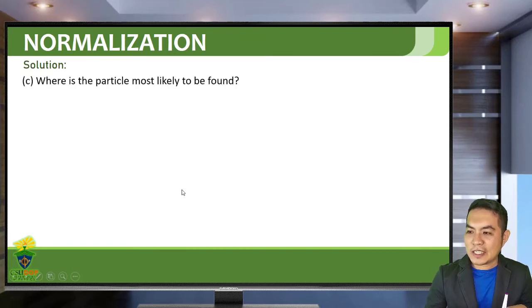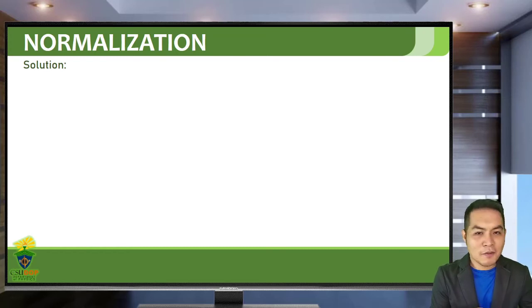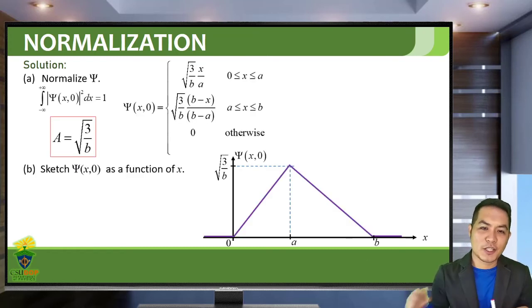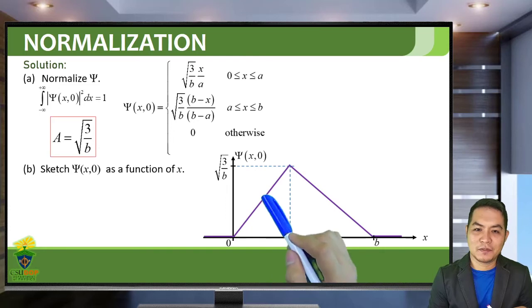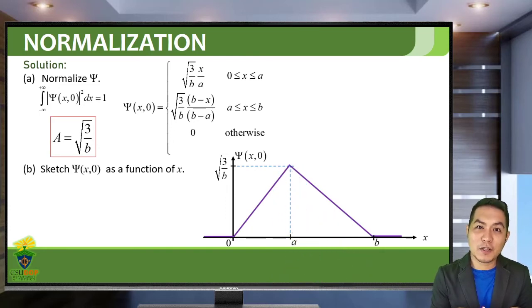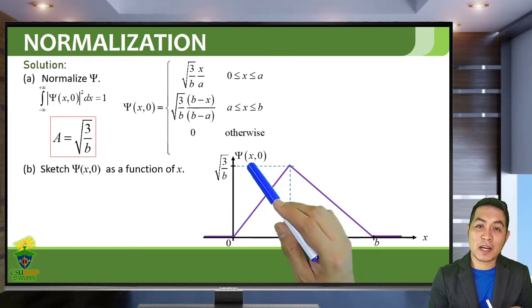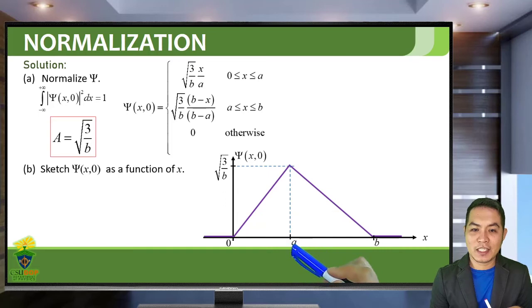So for letter C, where is the particle most likely to be found? So actually, from the previous sketch, since the most probable value is the value with the highest probability density, the highest value of the absolute value of psi squared, and sometimes the maximum value of psi squared also corresponds to the maximum value of psi. So in this case, it's x is equal to a.